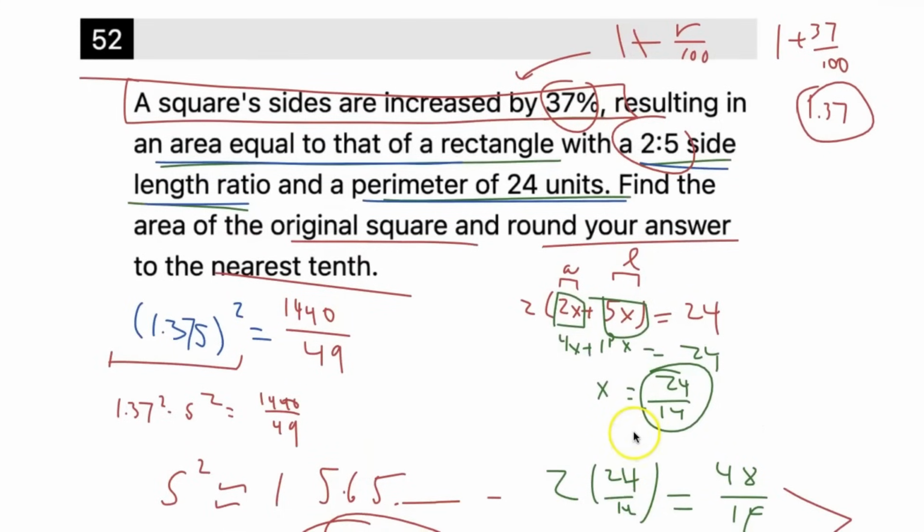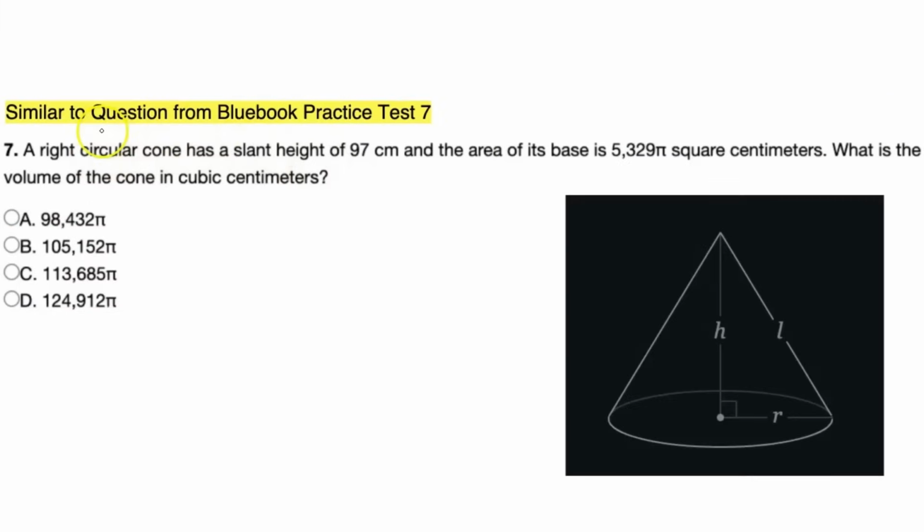All right, so let's move on to the next SAT math prediction, which actually has to come from a similar question in a Blue Book practice test. This one is similar to a question from Blue Book practice test number 7. It says a right circular cone has a slant height of 97 centimeters, and the area of its base is 5,329 pi square centimeters. What is the volume of the cone in cubic centimeters?